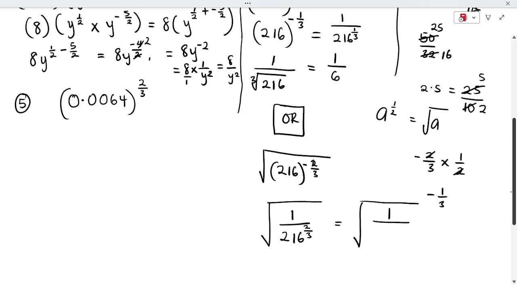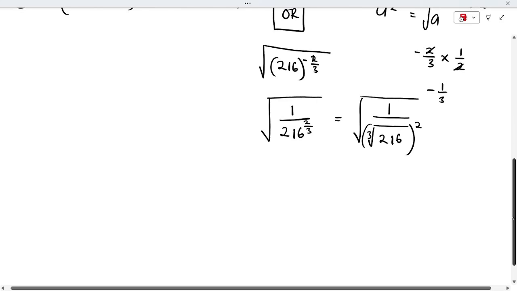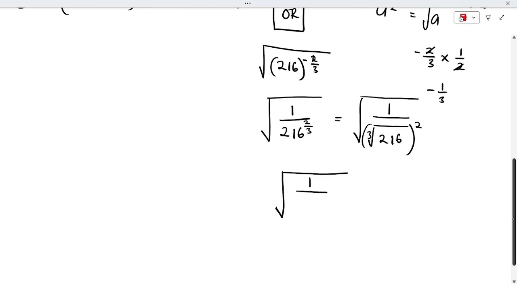1 over, whenever I have a square root, what happens? The denominator becomes a root and the numerator remains a power. So I'm going to have the cube root. You can see this remains my outer square root. Cube root of 216 squared. We go on. So the cube root of 216 is 6. So we have 6 squared.